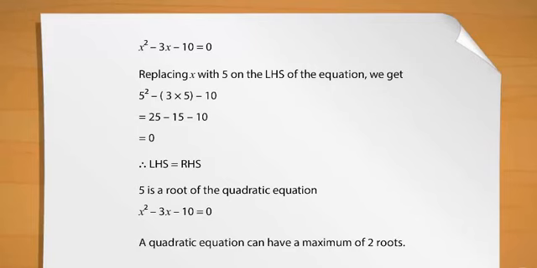You must have already learnt that a quadratic polynomial can have a maximum of 2 zeros. So, a quadratic equation can have a maximum of 2 roots. Let's look at how the roots of the quadratic equation given here can be found by factorization. We have a quadratic equation, 2a square minus 6a plus 4 is equal to 0.